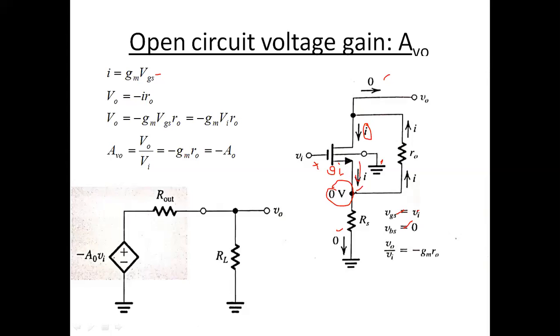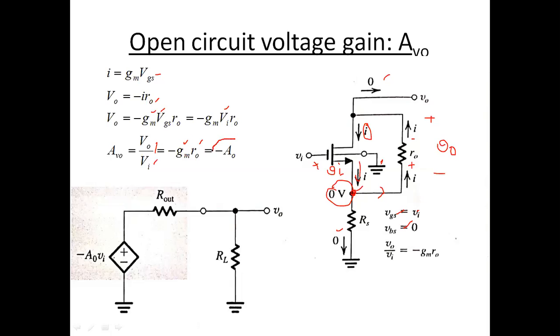Now that current will come to this node, and the current flowing through the RS is 0. It has to take the path through the R0. This direction is very important. Now current entering is positive, leaving is negative, so V0 is dropped like this, plus and minus. This is the V0 direction. The drop across R0 and V0 are opposite, so V0 equal to minus I into R0. I is GM into VGS, VGS is same as VI. So we can write AV0 equal to V0 by VI equal to minus GM into R0.